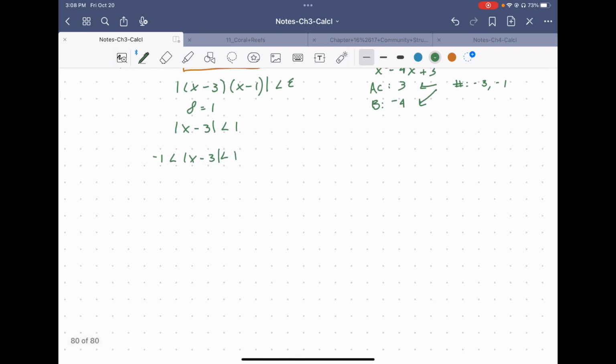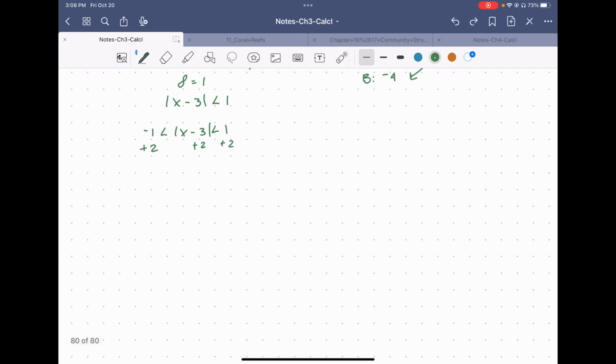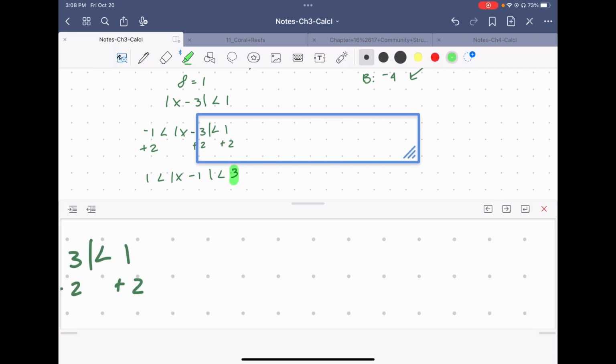At this point, we need to make this x minus 3 in the middle equal to x minus 1, because that's the one we're trying to get rid of, for a lack of better words. So we're going to add 2, plus 2, plus 2, because what you do to one part, you have to do to all the rest. That is going to give us 1 less than the absolute value of x minus 1 less than 3. And this number 3 will become very important in a second.